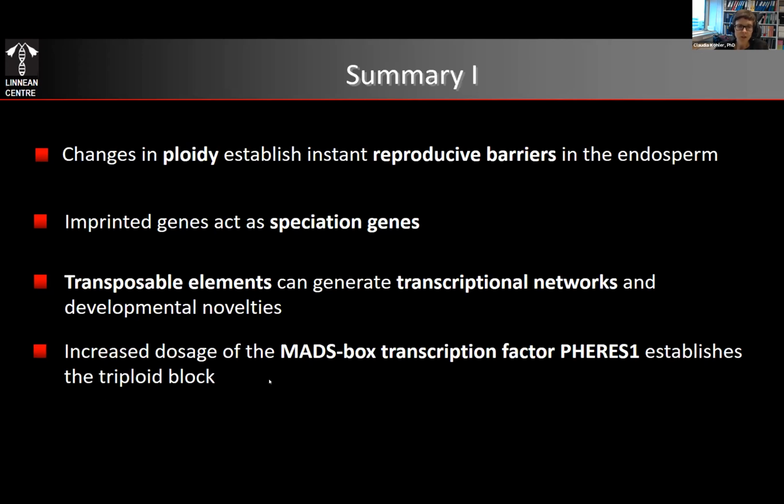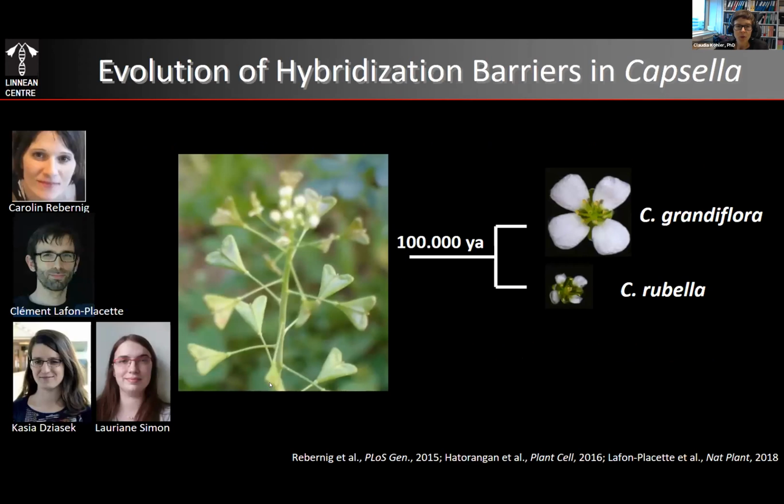In the second and shorter part of my seminar, I would like to give you a little insight into our work trying to understand the genetic basis of interspecies barriers. And our model system in order to understand interspecies hybridization barriers is the genus Capsella. In particular, we are working on two species: Capsella grandiflora, an outbreeder, which you can easily visualize because it has large petals, and Capsella rubella, an inbreeder, as easily recognized by small petals. Both species rather recently diverged about 100,000 years back.